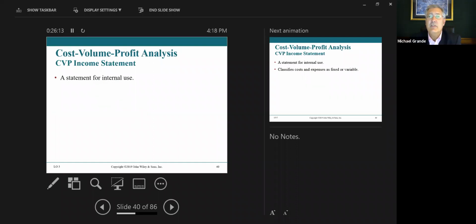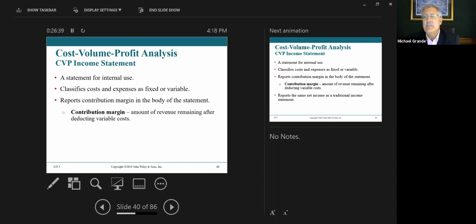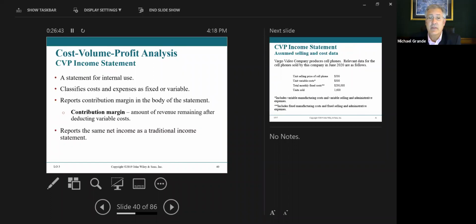So the CVP income statement is only used internally, because the income statement we produce for external purposes is the multi-step income statement, not the CVP income statement. This income statement classifies costs and expenses as either variable or fixed. It reports contribution margin in the body of the statement. What is the contribution margin? That's the amount of revenue remaining after deducting variable costs. It reports the same net income as a traditional income statement.